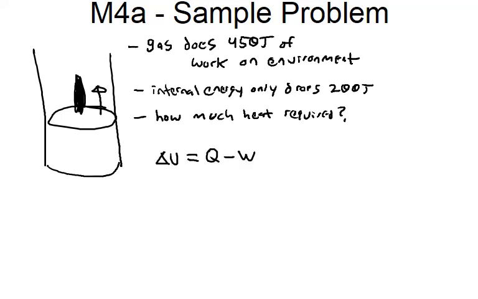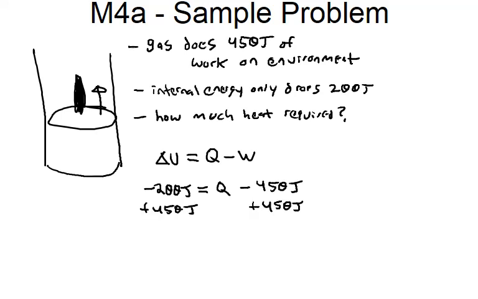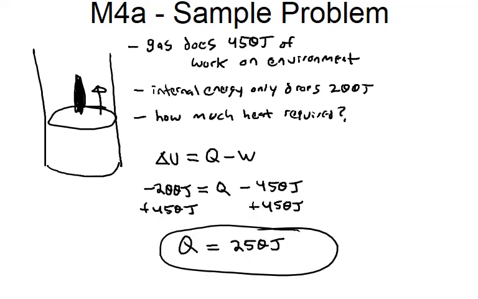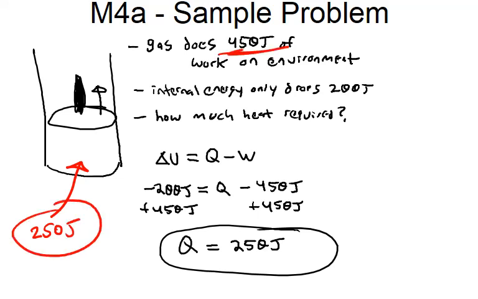Okay. So the gas is doing work, 450 joules, and it says that the internal energy only drops by 200. So we have the internal energy dropping by 200. How much heat would that take? Well, it would take 250 joules of heat coming in. It's doing 450 joules, so therefore it only drops by 200.